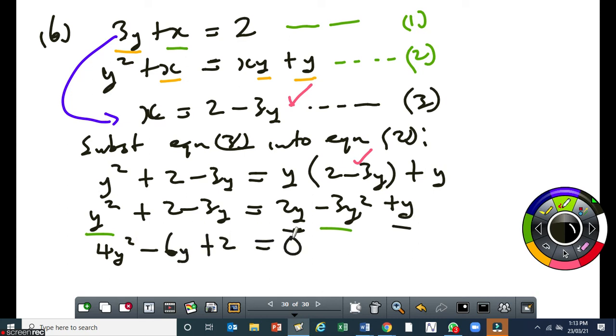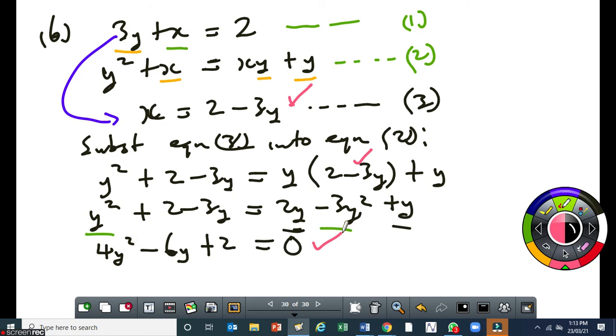So that's my quadratic equation. Generally as well, you get 1 mark for the standard form of a quadratic equation. Right? You get 1 mark for this, for the standard form of the quadratic equation. Okay? Now from here, we need to factorize.